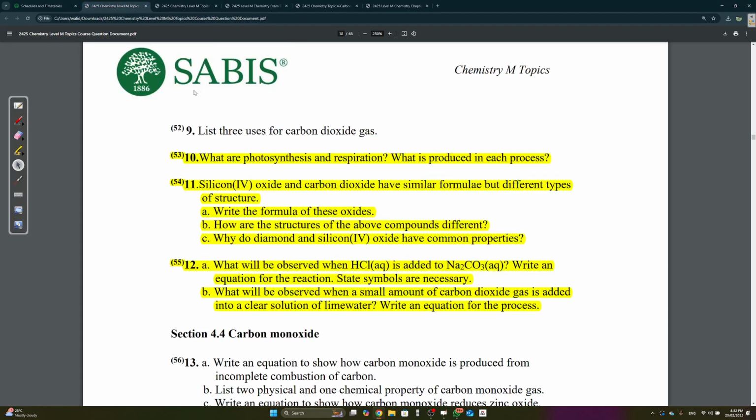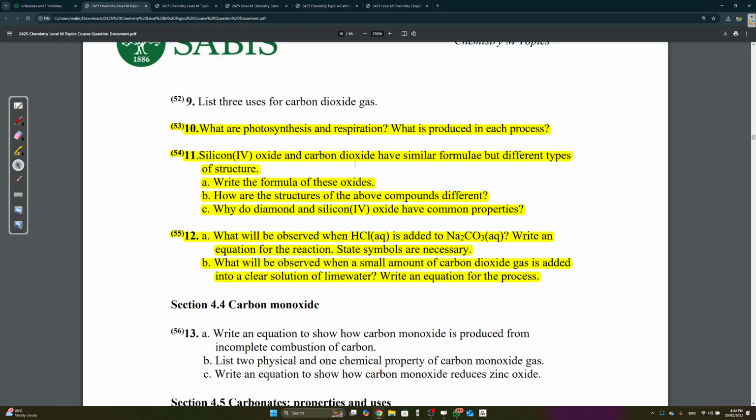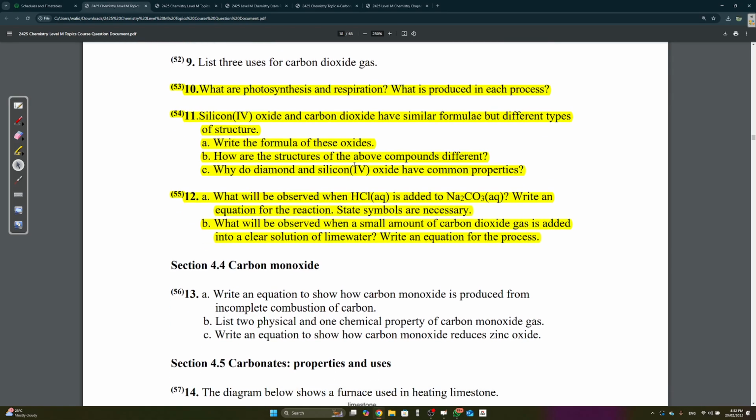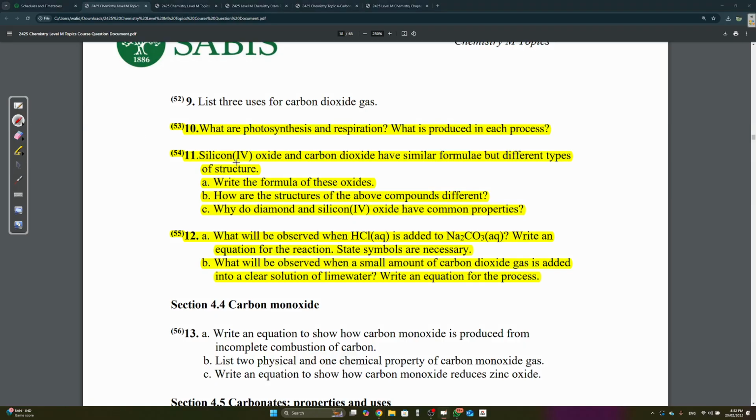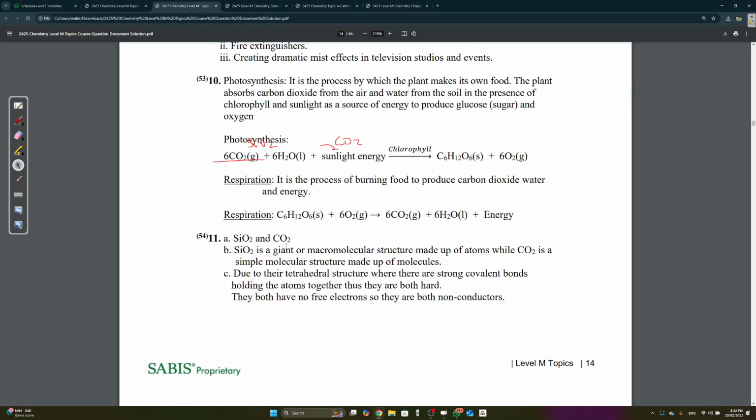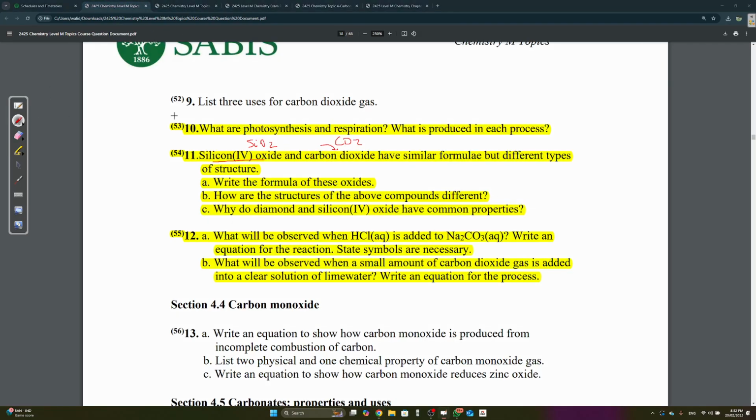Silicon oxide and carbon dioxide have similar formulae but different types of structure. Remember, silicon oxide is SiO2. Carbon dioxide is CO2. The first part is to write the formula. Yeah, SiO2 and CO2. What do we know about SiO2? We know SiO2 is a network solid, right?